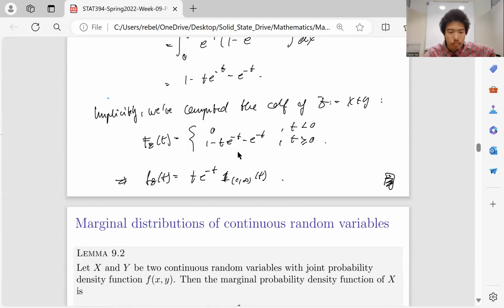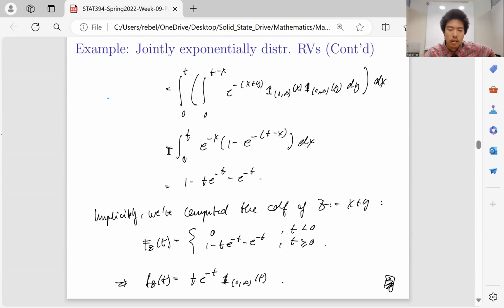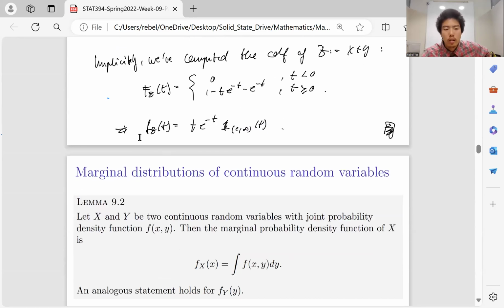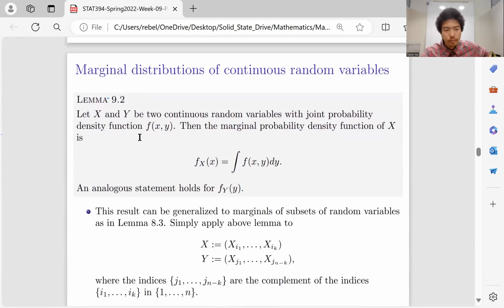Okay. So we can figure out the CDF and then do differentiation again, from this point to this point, and we are reaching the PDF.